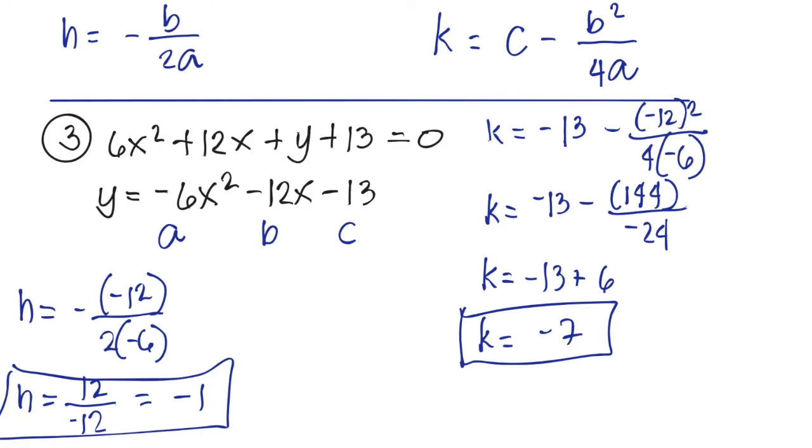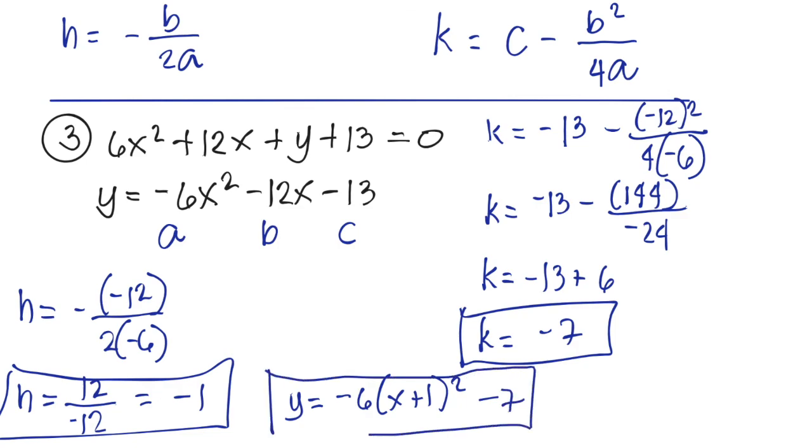So using these values of our h and k, we are going to write our vertex form as y is equal to, our a again is negative 6 times (x minus the value of our h, which is negative 1, so this becomes positive 1) squared, and our k is negative 7. So this is now our vertex form of the given example, 6x squared plus 12x plus y plus 13 is equal to 0, or in the standard format of y equals negative 6x squared minus 12x minus 13.